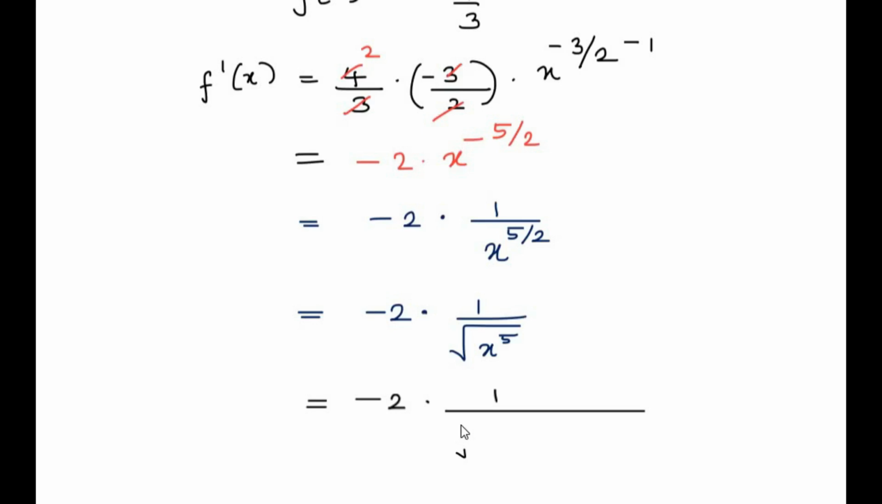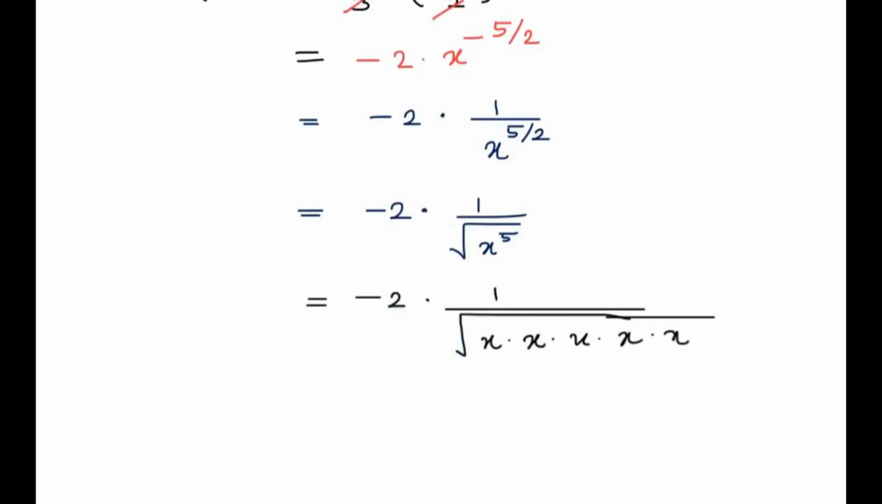Now let us write the square root, and x to the power of 5 is nothing but x multiplied 5 times with itself. So x times x times x times x times x. Now since this is a square root, we are going to take a pair of x together and bring it out of the square root. So we are going to write here -2 times 1 over.